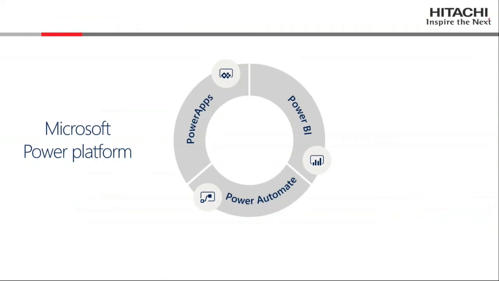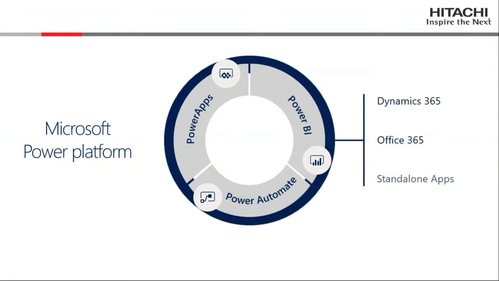So the Microsoft Power Platform is composed of three major components. We have Power Apps, which would be our session for today, followed by Power BI and Power Automate. Power Automate would be more on workflows and integrations, so it's more of a connector, as we can think of. And we have Power BI as a tool that helps us with analytics and reporting.